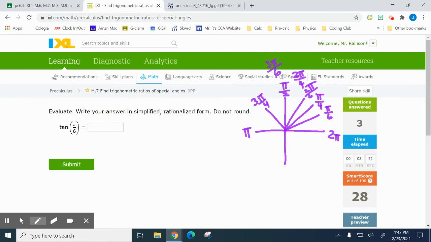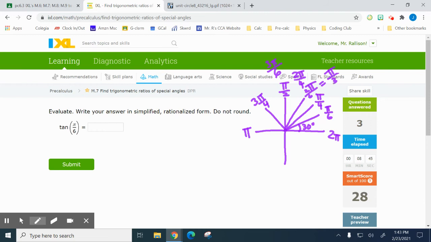So it's asking us about pi over 6. That's 30 degrees. Pi over 4 is 45. 2 pi over 6 is also pi over 3, which is 60 degrees. But we're looking for 30 degrees, which is the same thing as pi over 6. So let's go over there and take a look. What's it asking us? Tangent.